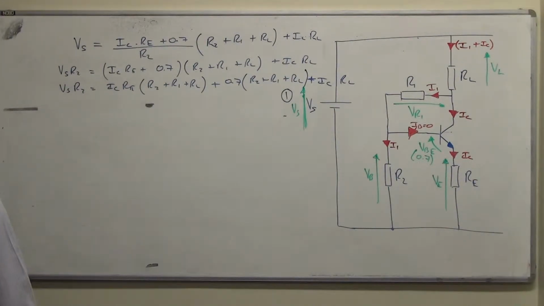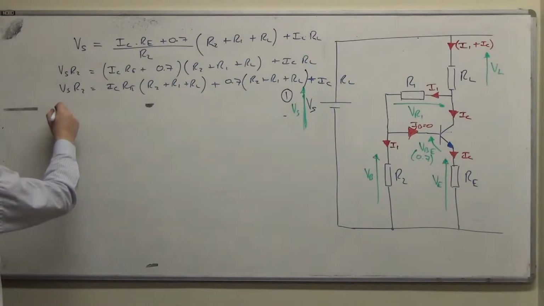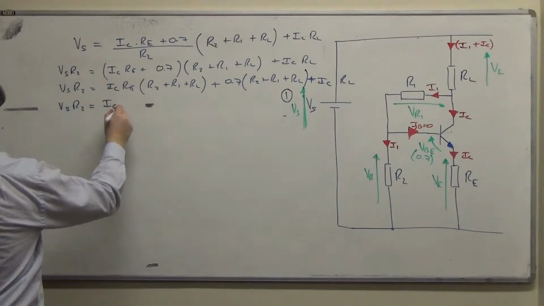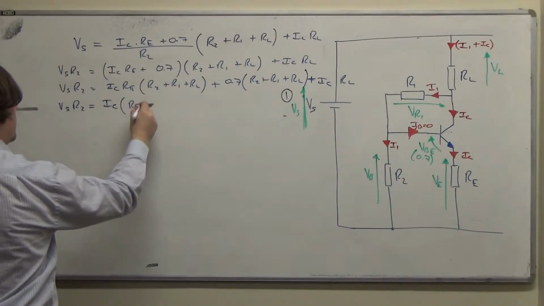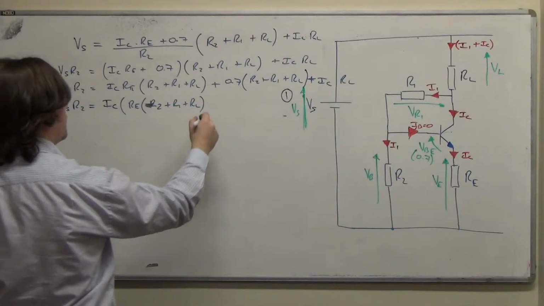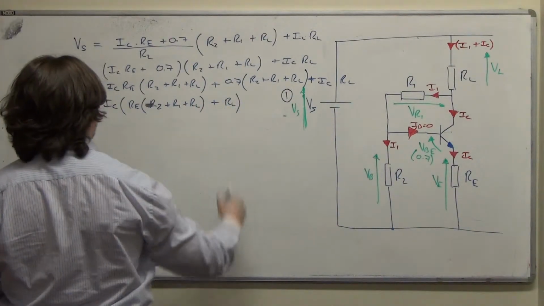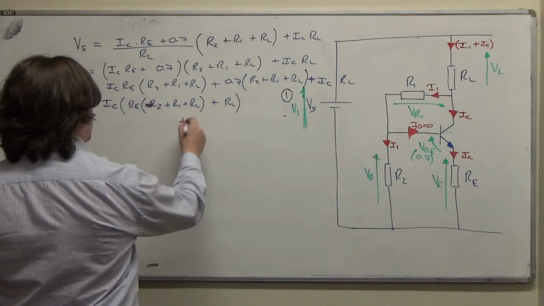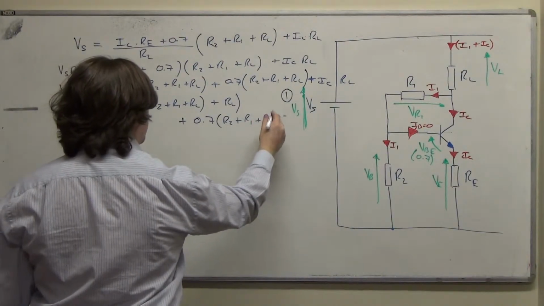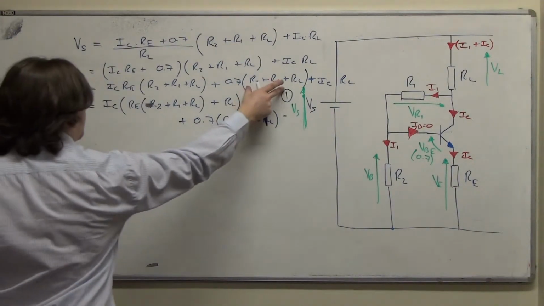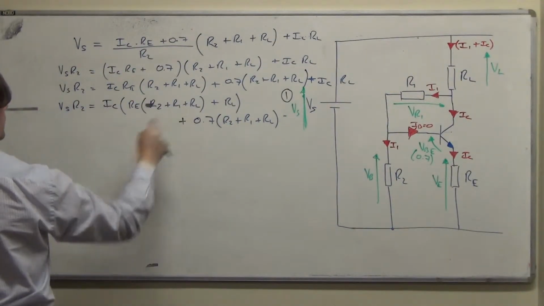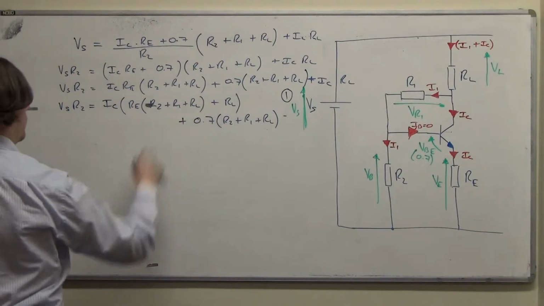Okay, so then we can collect up the ICs now. We can have VS R2 is equal to IC brackets RE brackets R2 plus R1 plus RL close brackets plus RL close brackets plus 0.7 times R2 plus R1 plus RL. So that bit is now dropped down there. This bit has come up here, and all this stuff here is now there. So we've got IC with a bracket all of its own.